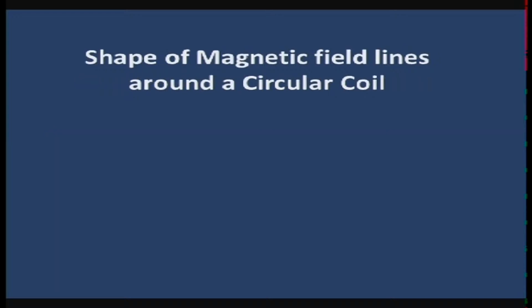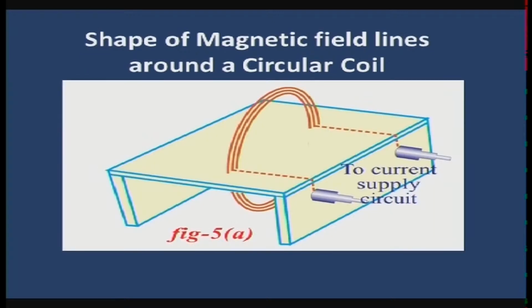We have discussed the shape of the magnetic field lines around a circular coil. So, when a wire is bent into a circle and current is sent into the wire, the magnetic field lines around the wire are circular, and in the center of the circular coil the magnetic field is parallel as shown in the figure.